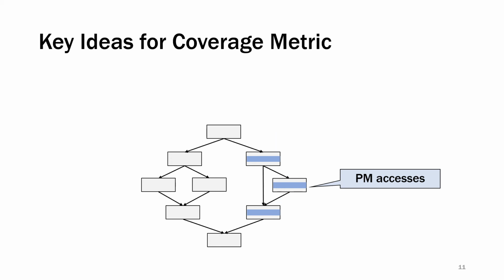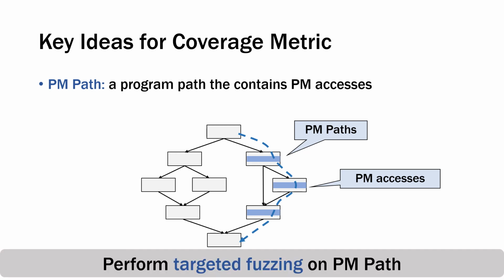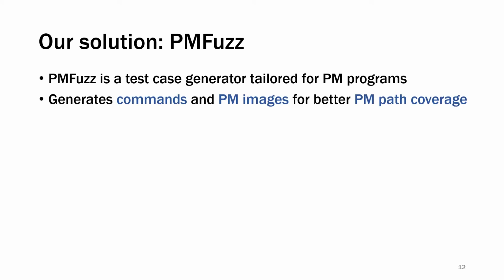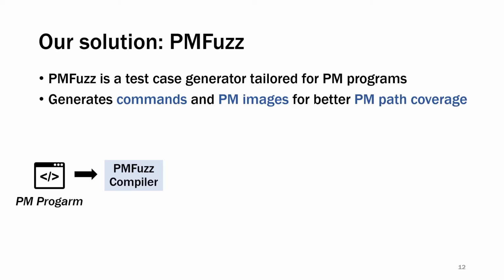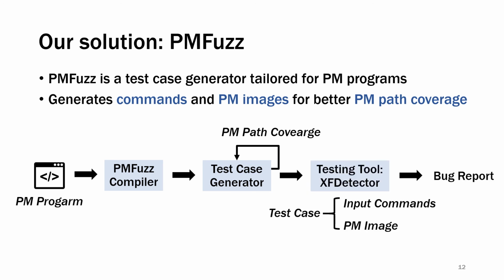Here is our key idea to achieve better coverage. We introduce another type of path, PM path, a program path that contains PM accesses. By performing targeted fuzzing on PM paths, we can achieve better efficiency. Putting those key ideas together, we have our tool, PMFuzz. It is a test case generator tailored for PM programs. It generates commands and PM images for better PM path coverage. First, as the program is compiled and executed, PMFuzz tracks the PM path coverage and selects good test cases that achieve good coverage for the testing tool, and finally provides a bug report.